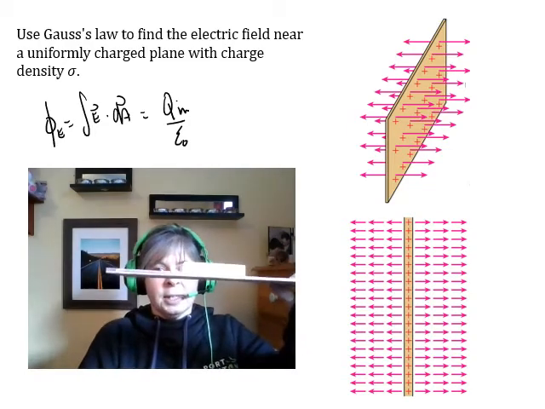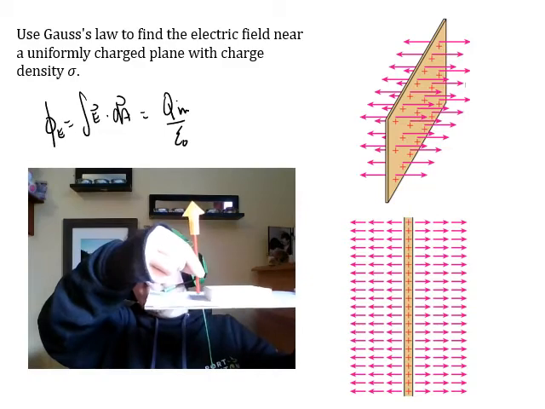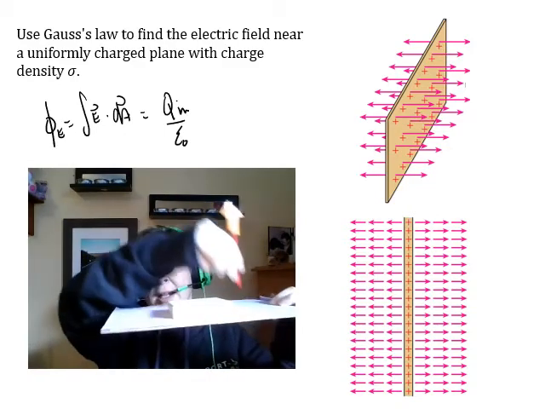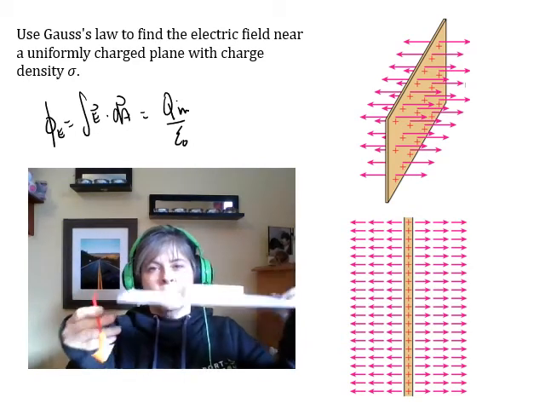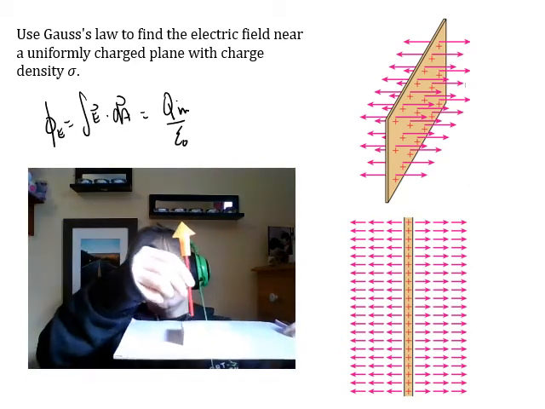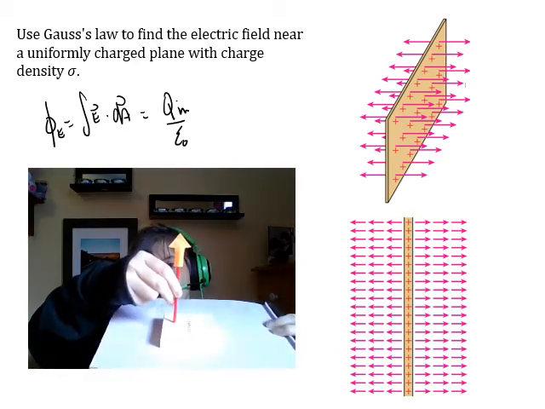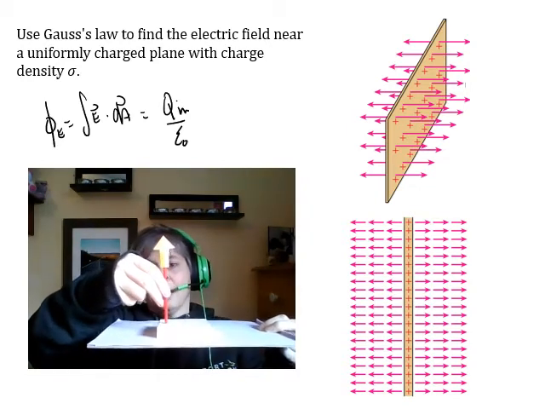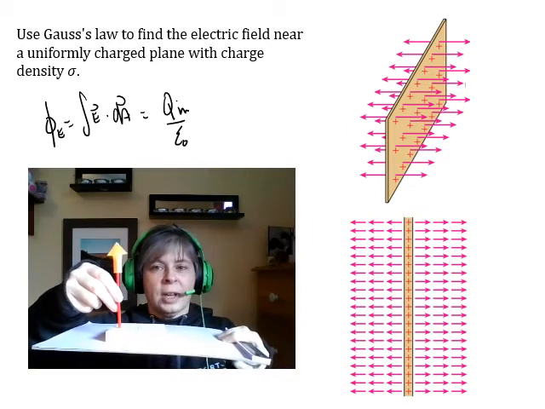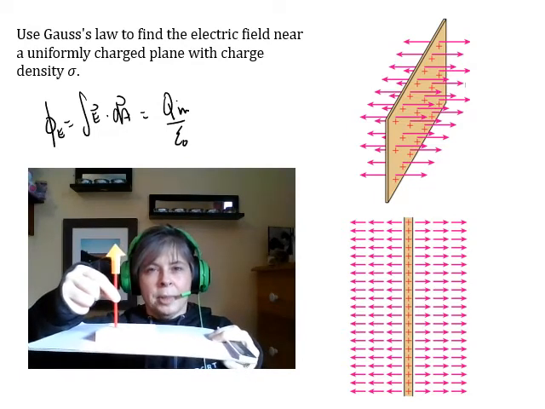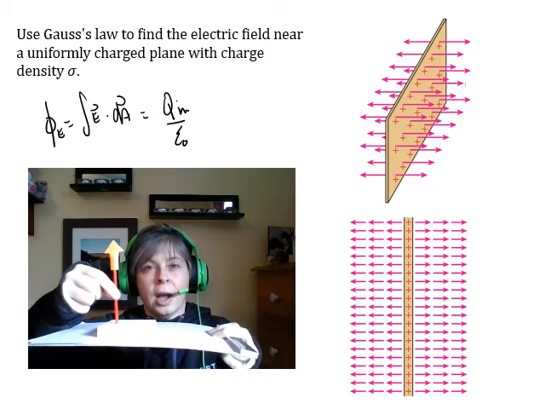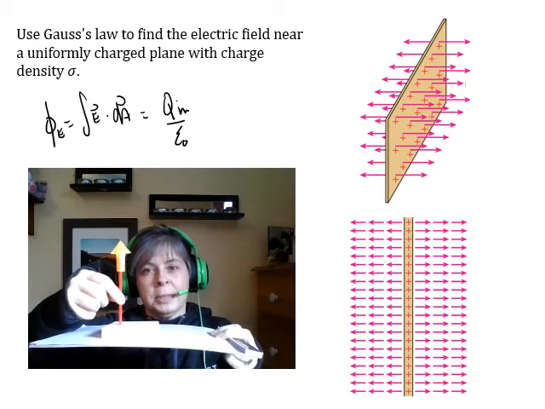Now, here's the reason why I'm doing that. My electric field sticks straight out of my plane. So on the top, it's everywhere up. On the bottom, it's everywhere down. Let's just look at the top for a moment. So if I think about the top of my Gaussian surface, the top of my box, the electric field sticks straight up and my area vector sticks straight up. So on the top of the box, the electric field and the area are parallel. The angle between them is 0.